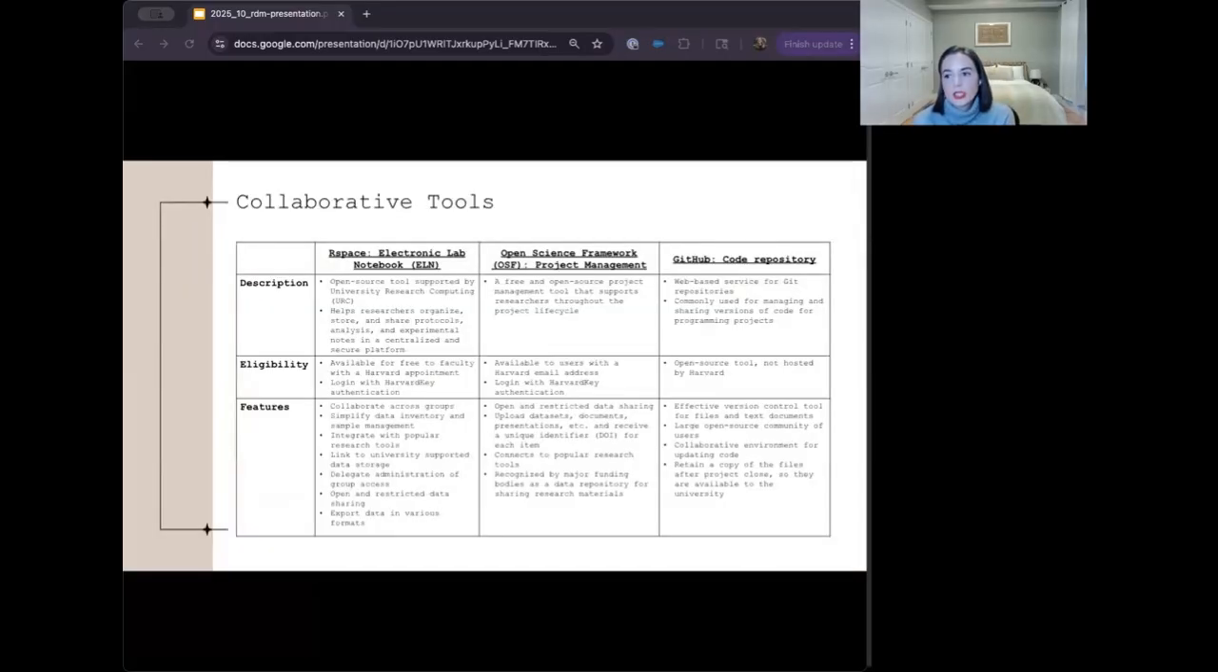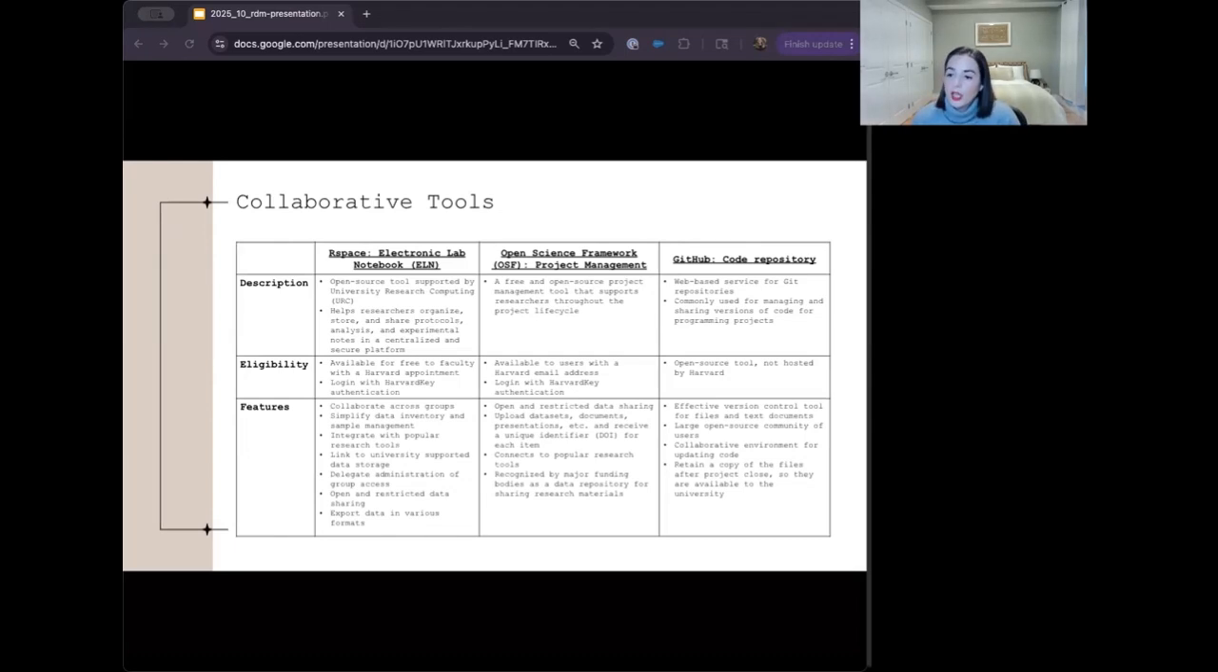So our research space is an open source electronic lab notebook supported by University Research Computing in collaboration with Harvard Library. And it's actually offered for free. And it can help researchers organize, store, and share protocols, analysis, and experimental notes in a centralized and secure platform. It was developed in collaboration with researchers and research data professionals and is a widely used tool at universities. It is tailored for academic environments and can help track and manage research data throughout the life cycle.